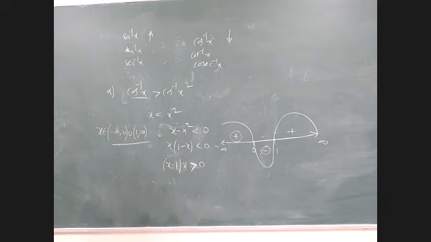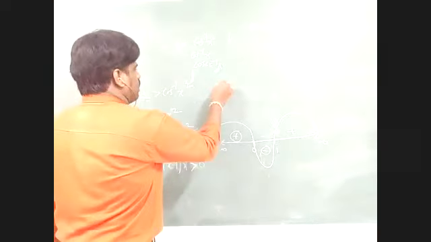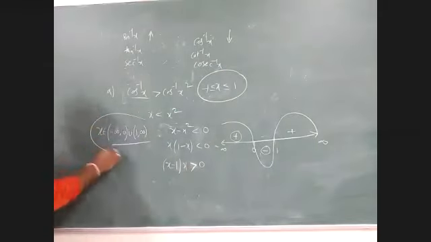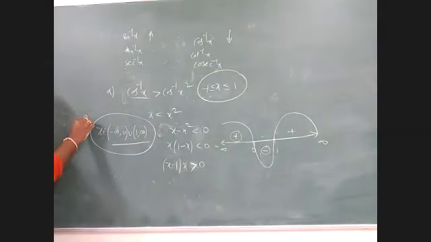Minus 1 to 1. So mod x, x is in between minus 1 to 1, this one and this one. These both you have to do intersection. That will be the final answer.